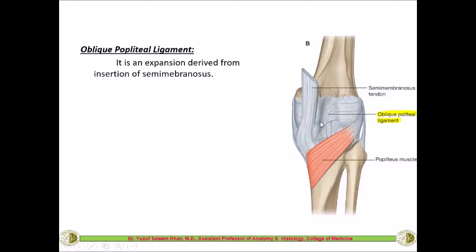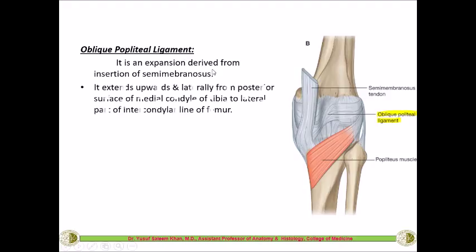Along with that, it gives some expansion. This is called the oblique popliteal ligament. So it is an expansion derived from the insertion of the semimembranosus. This oblique popliteal ligament will extend upwards and laterally. If you can see here, it will be extending upwards and laterally from the posterior surface of the medial condyle of the tibia to the lateral part of the intercondylar line of the femur. So it is almost attached to the fibrous capsule.